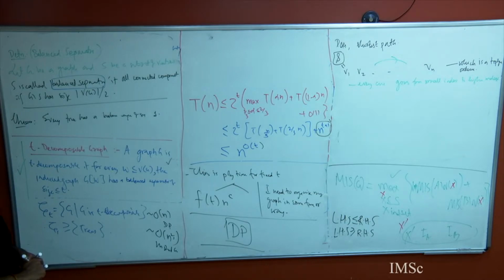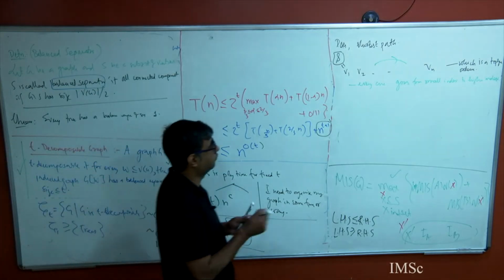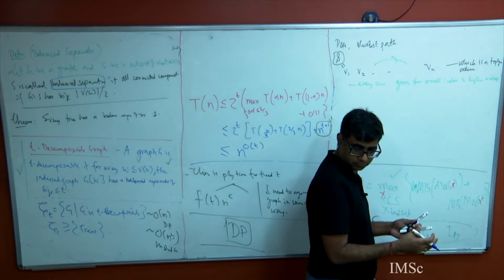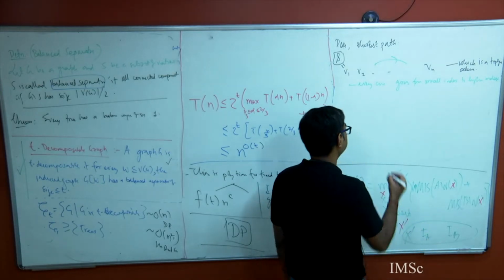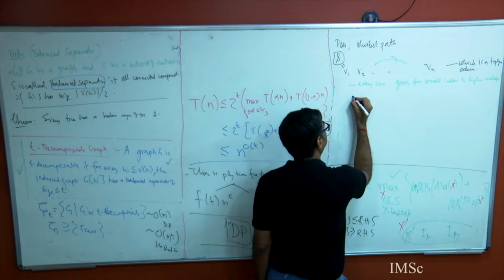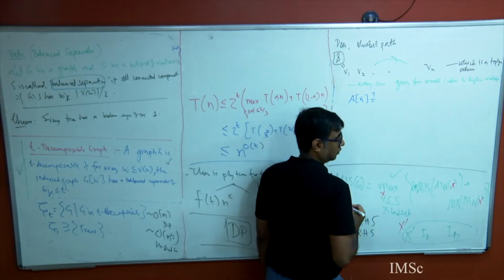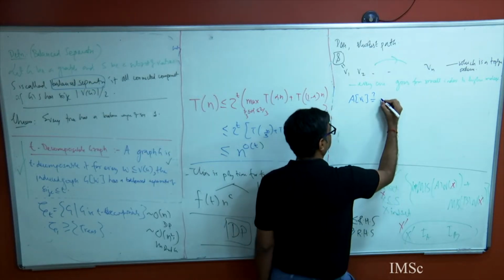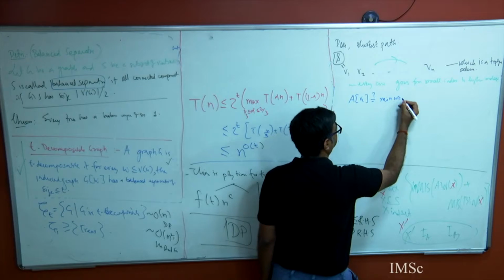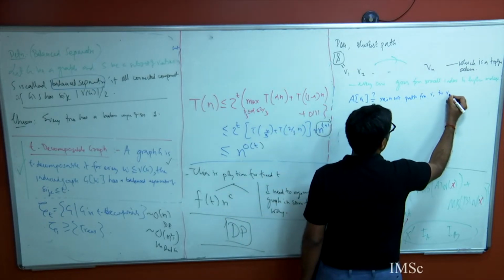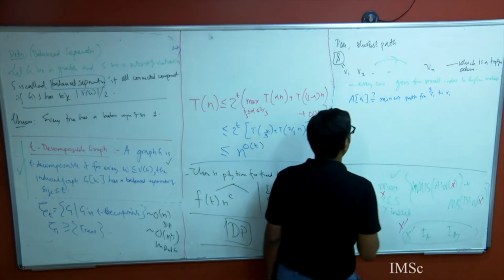So tell me, what should I store? Like what is my storing object? What should I store? So what is A of Vi? Min weight path from S to Vi, or V1 to Vi. Okay, fine.